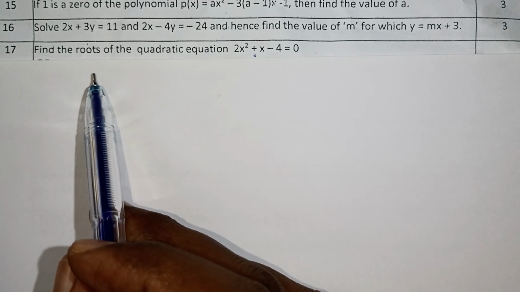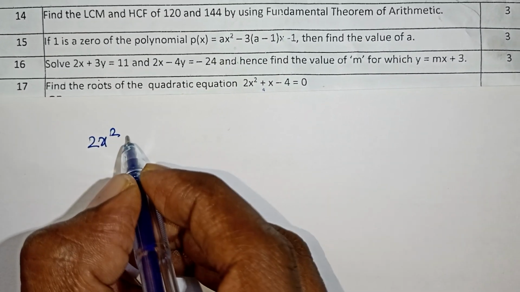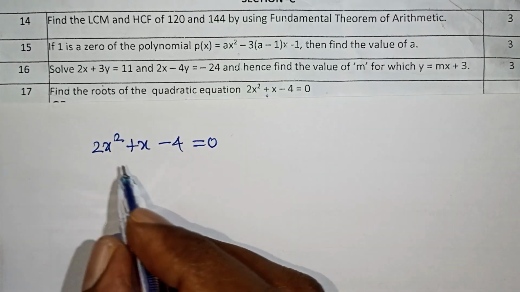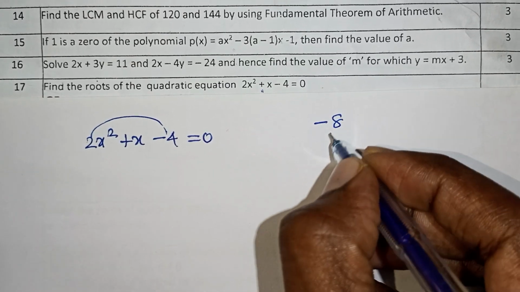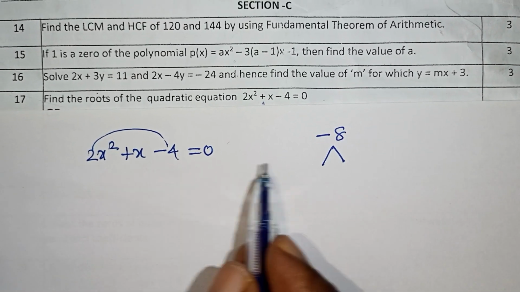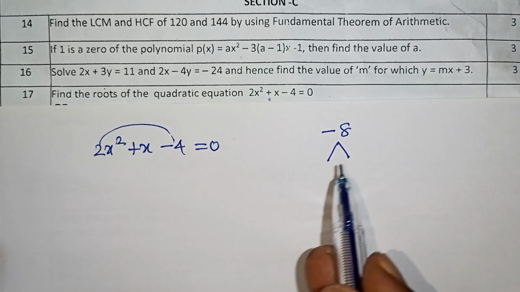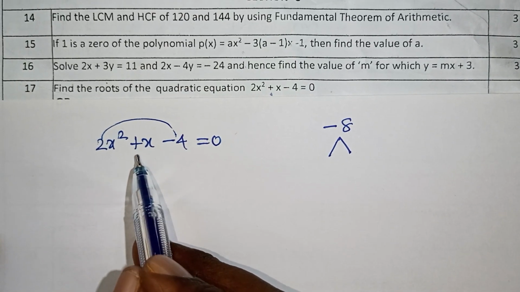So look at this question. Find the roots of this equation: 2x squared plus x minus 4 equal to 0. So we have to factorize to find the roots. 2 fours are 8, so the multiplication should be 8 and in between it should be 1. It's not possible, because 4 twos are 8, and 4 and 2 will never give you 1. Otherwise 8 ones are 8. Nothing will give you 1 in the middle.